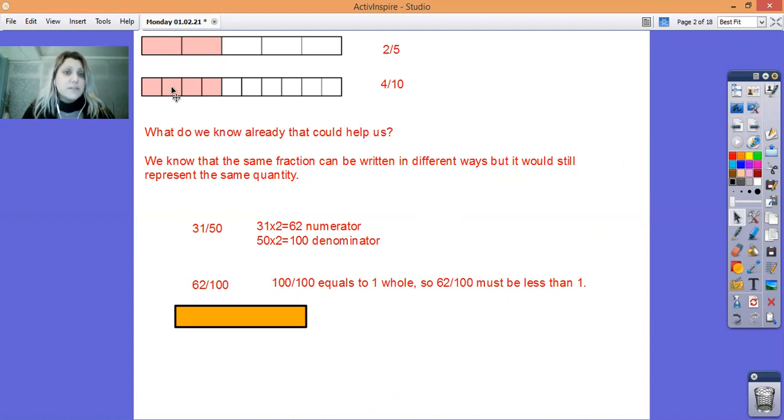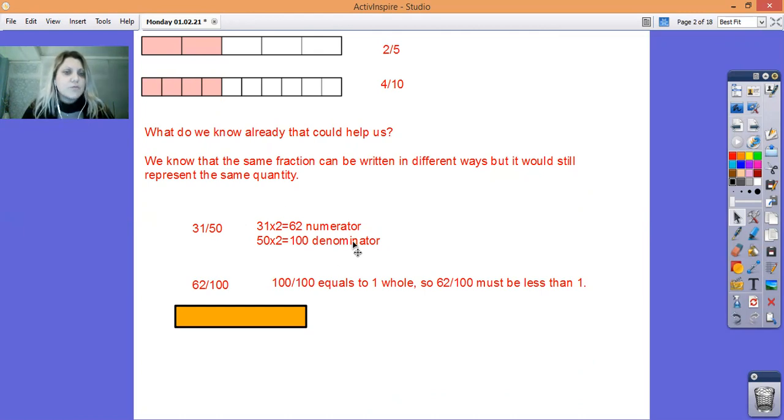So 4 tenths must be less than 1, less than a whole. So what is 4 tenths then? What is 4 divided by 10? To do that, we have to use our knowledge of the place value grid. Let's have a look, because since 4 tenths is quite easy, I want to challenge you a little bit more with something trickier, like this. We have 31 over 50.